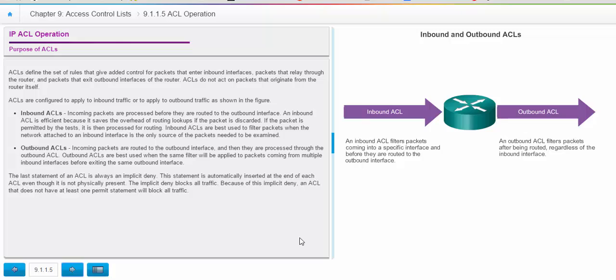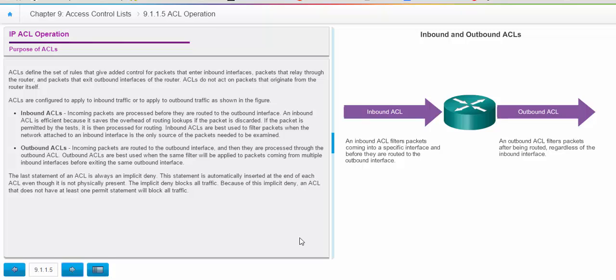Now, your inbound ACLs are best used to filter packets when the network attached to an inbound interface is the only source of packets that needs to be examined. Your outbound ACLs are for incoming packets that are routed to the outbound interface, and then they are processed through the outbound ACLs. Outbound ACLs are best used when the same filter will be applied to packets coming from multiple inbound interfaces before exiting the same outbound interface.